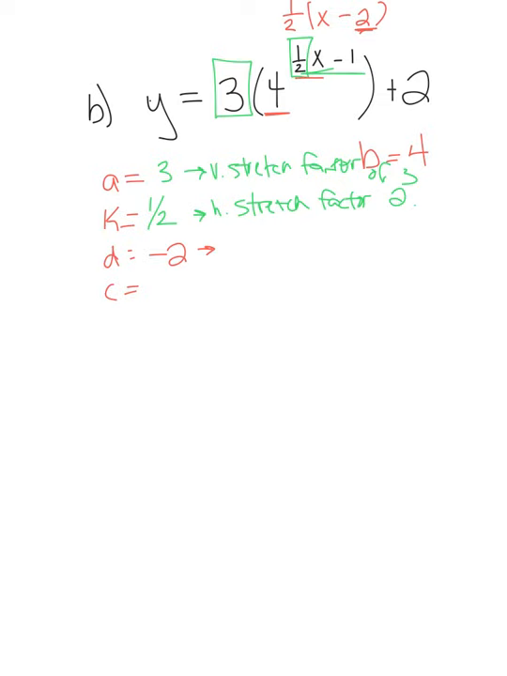Now, a D of minus 2 does mean a shift right by 2 units. And finally, we have this plus 2 here, which means that we have a shift up 2 units.